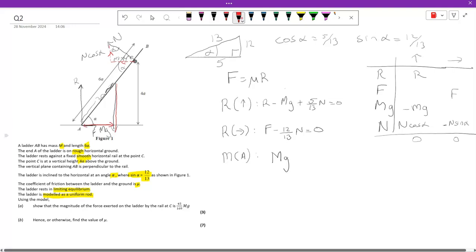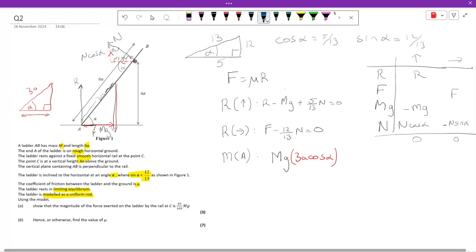Now that horizontal distance, if I look at only my distance triangle, I'll just draw it over here. We know that the hypotenuse in my distance triangle is 3a, and we know this is alpha. I'm trying to work out this length here, which is my adjacent side. So that's going to be 3a cos alpha, and that's my horizontal distance there.